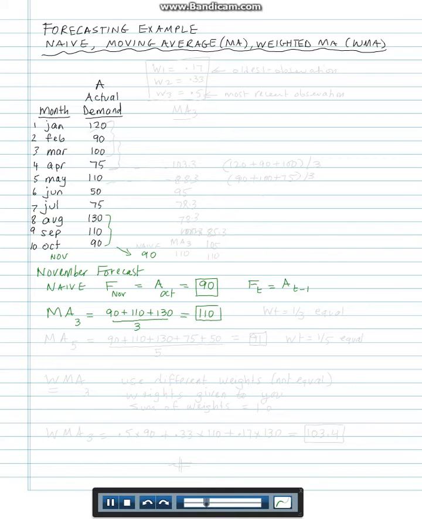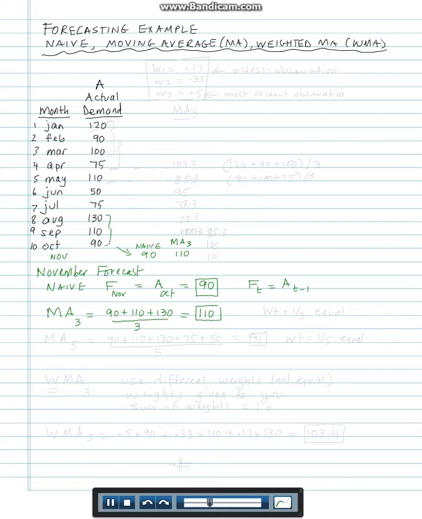So a naive forecast gave you 90. A 3-period moving average gave you 110. And that's normal because in forecasting, there is no 100% accurate solution. Every forecasting technique will give you a different solution. So 110, and the formula would be in your book if you want a formula for moving average.